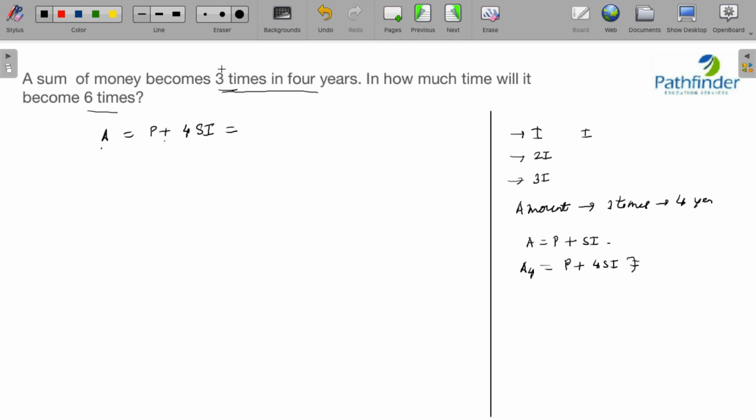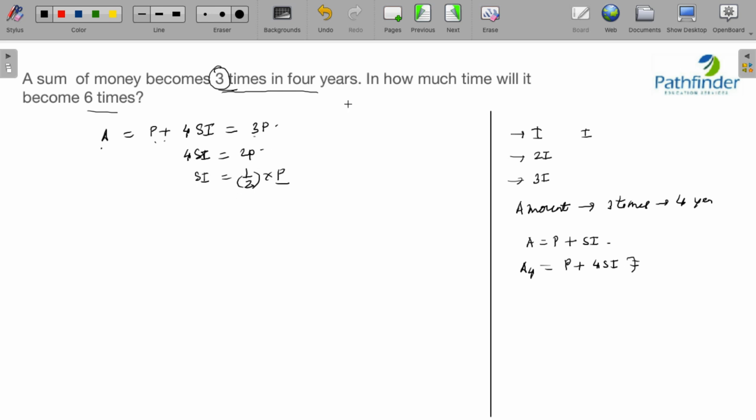And since the sum of money becomes 3 times, the amount should be equal to 3 times the principal. So we know that 4 times the simple interest is 3p minus p, that is 2 times the principal. Or simple interest in every year is half of the principal. Now this is information which we already are aware of.